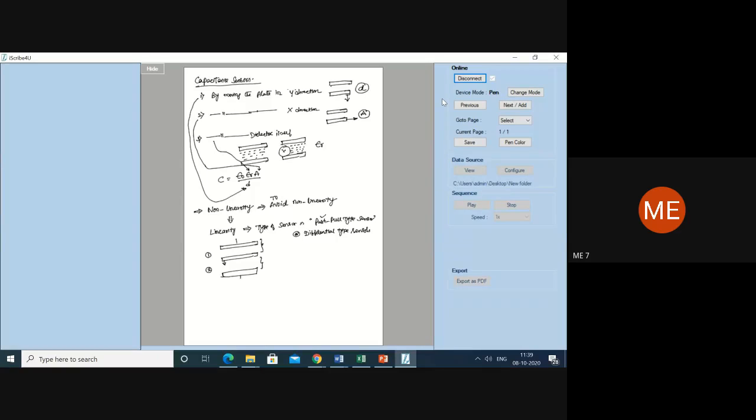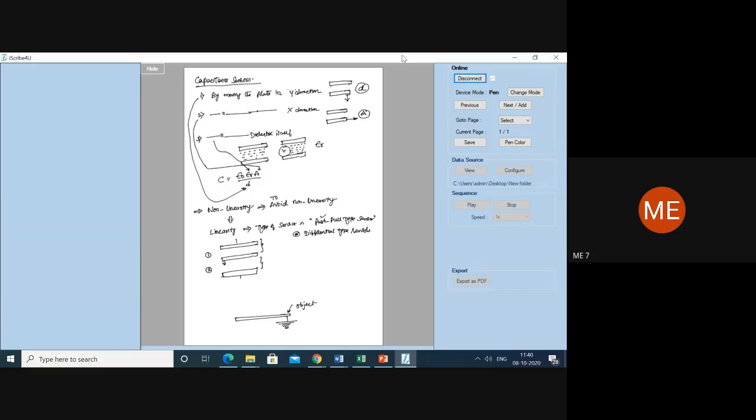So this is the other method. Now one more method. This is about the capacitance sensor. Then one more possibility is something like this. Now you make only one plate, and you make this into earth. So this is the object.